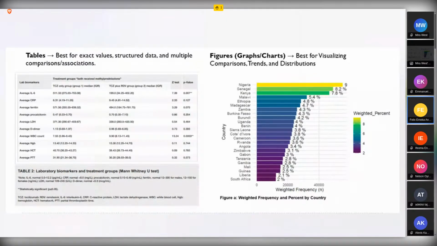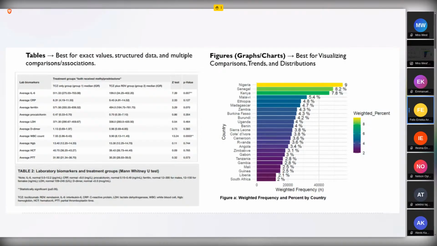So in this case now, we looked at different lab parameters and we're checking how the medians differ between those that took the TCZ, which is a treatment of COVID only group, and those that had a combination of TCZ plus RODV. All right. So in this case, we had 511. In this case, we had 199.